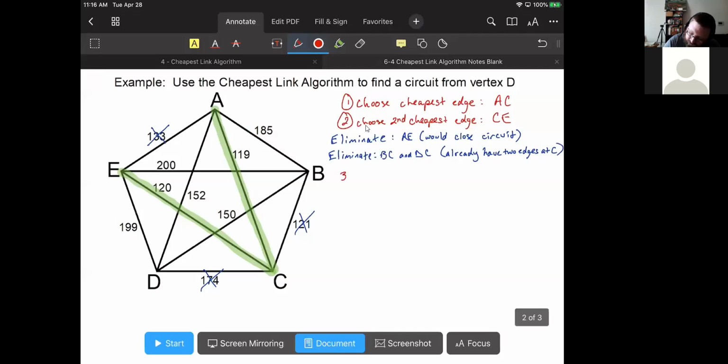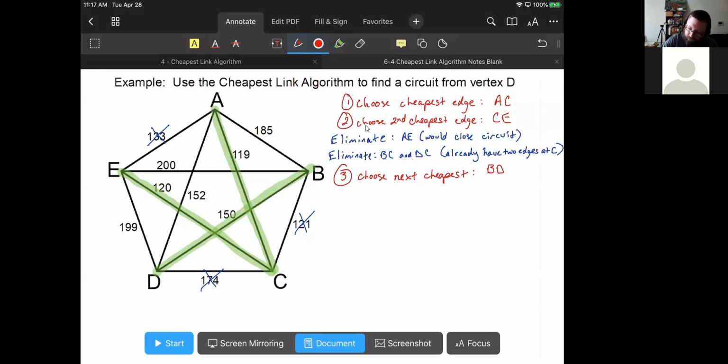Then we pick our next cheapest edge, which would be, looking at our options there, we got 150, 152, 199, 185, and 200. So we would pick the 150 because that is the next cheapest edge. That'd be BD.